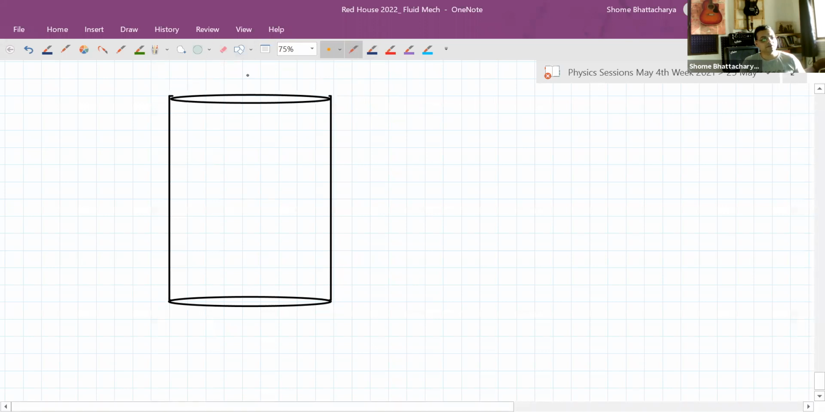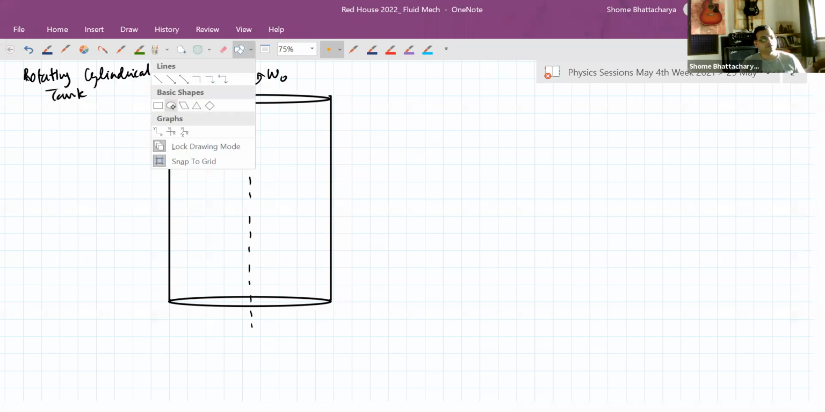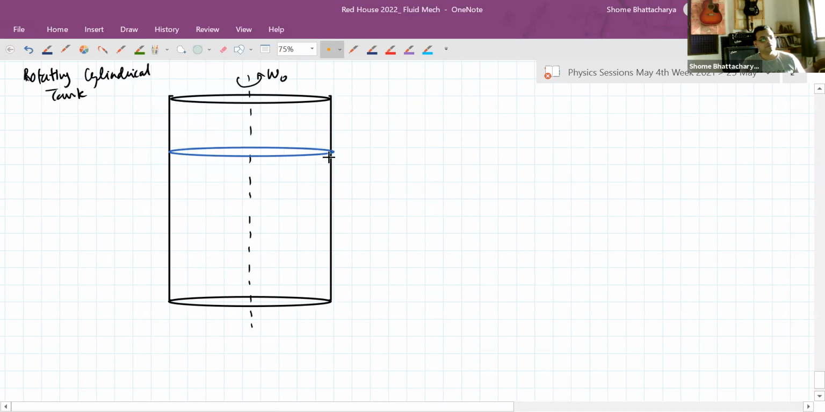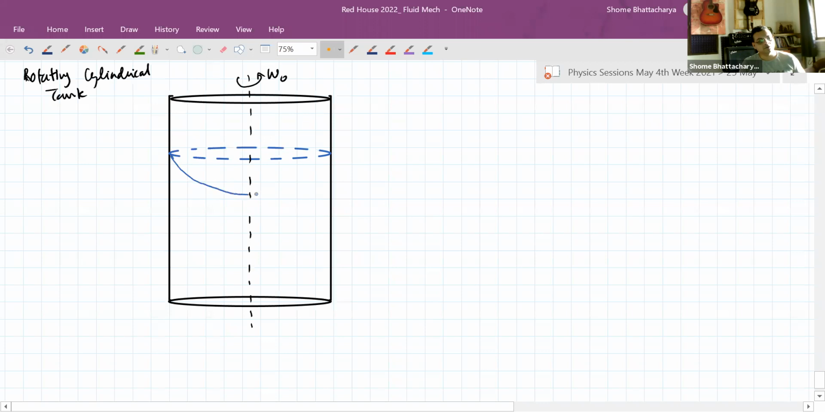So if I have this kind of a situation, I have a cylindrical tank which is rotating about its symmetry axis at a constant angular speed omega naught. So, a rotating cylindrical tank. The liquid inside it will have this very interesting kind of shape. Had it been stationary, the surface would have been like this. But because it's rotating, the surface is not going to be like this. The surface of the liquid will be like this, not hemispherical, but paraboloidal.